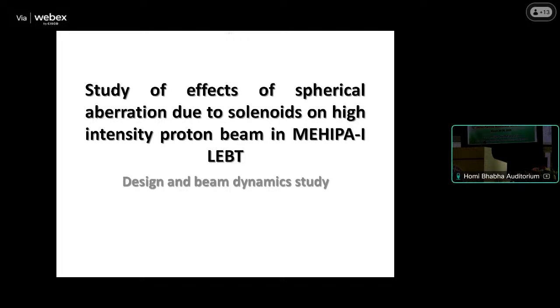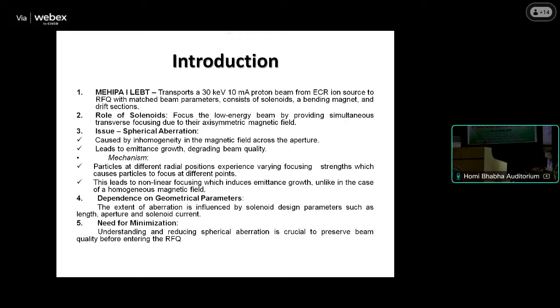So I'll be presenting the study of the effect of spherical aberration due to solenoids on high intensity proton beam in MEHPA-1 LEBT. MEHPA-1 LEBT transports a 30 keV, 10 milliampere proton beam from the ECR ion source to the RFQ, and the aim is to match the beam parameters, transport and focus the beam. It consists of three solenoids, a bending magnet and drift sections.